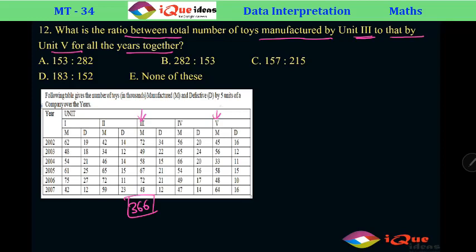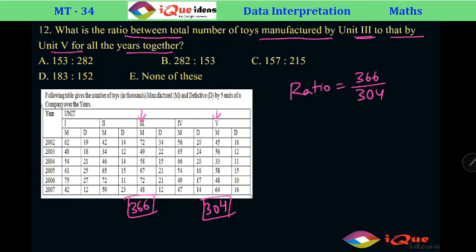Similarly, for unit 5, the total number of manufactured units will be 5 plus 6, 11 plus 3, 14 plus 8, 22 plus 8, 30 plus 4, 34, 3 carry, 3 plus 4, 7 plus 5, 12 plus 3, 15 plus 5, 24 and 6, 30. So it is 304. So the required ratio, what the question is asking, is equal to 366 divided by 304.